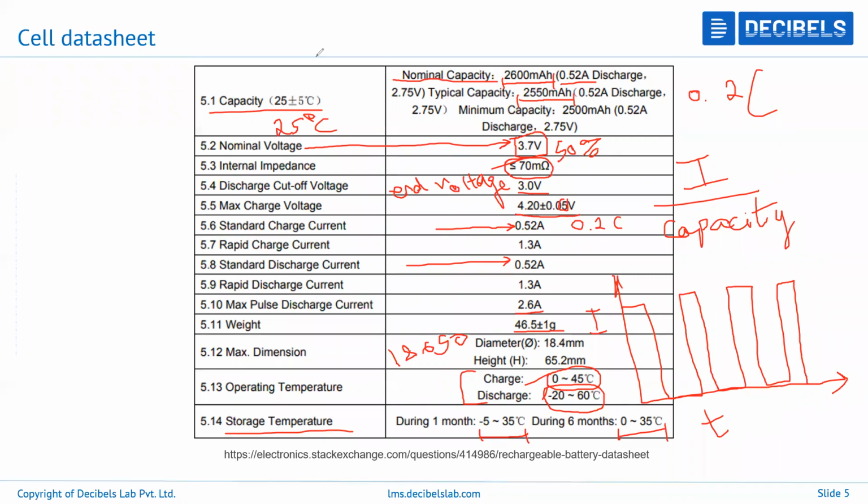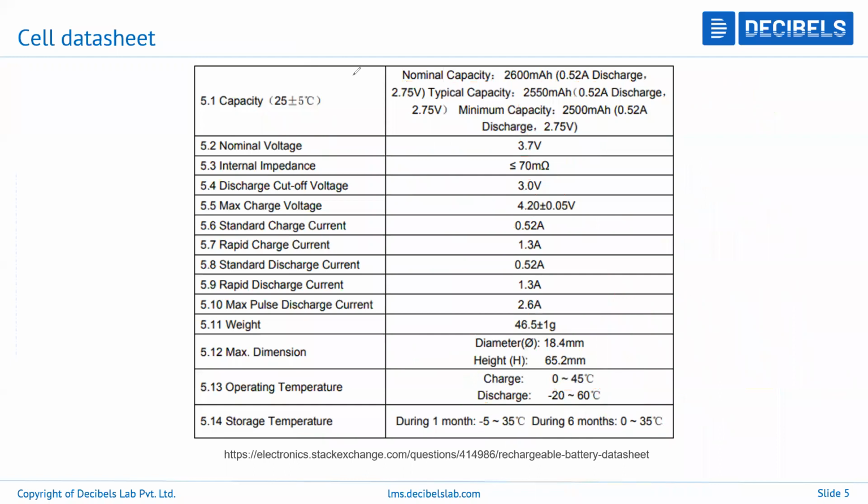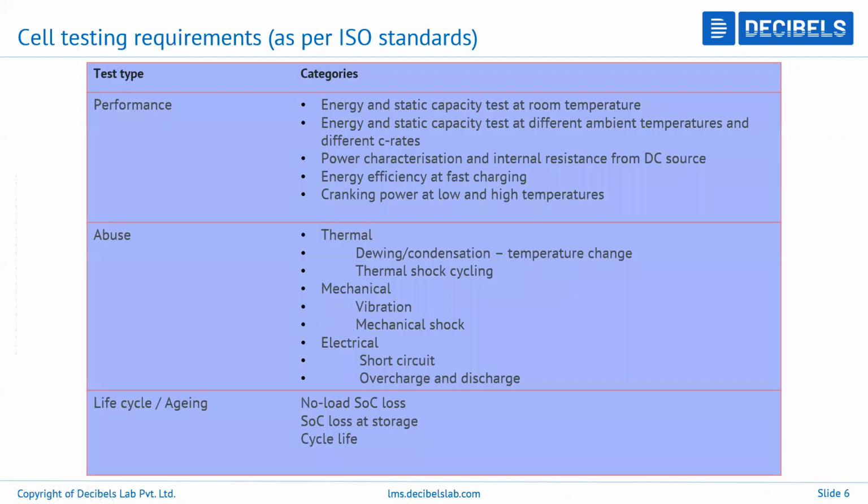So this is just a brief overview of all of the cell data provided by the data sheet. All your testing, all of your compliances, all of your requirements have to be as per these specifications given by the manufacturer. So with that, we will now look at what the cell testing requirements are.